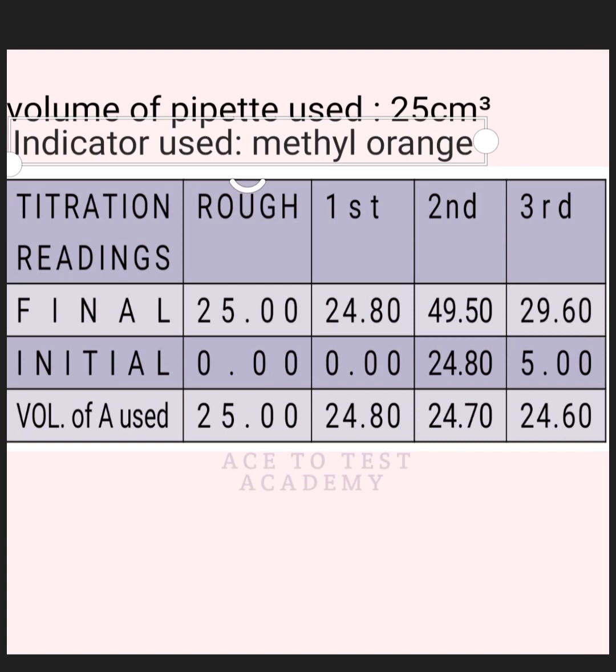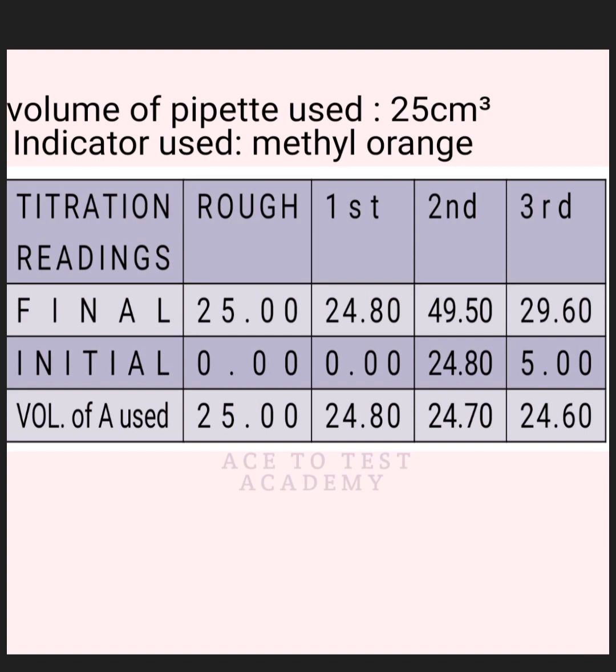So I have to make the table. First and foremost, I indicate my volume of pipette used. Volume of pipette used is 25 cm cube. That's the volume of our pipette. It may be 20 cm cube also. And the indicator used is methyl orange, because it's a strong acid against a weak base.